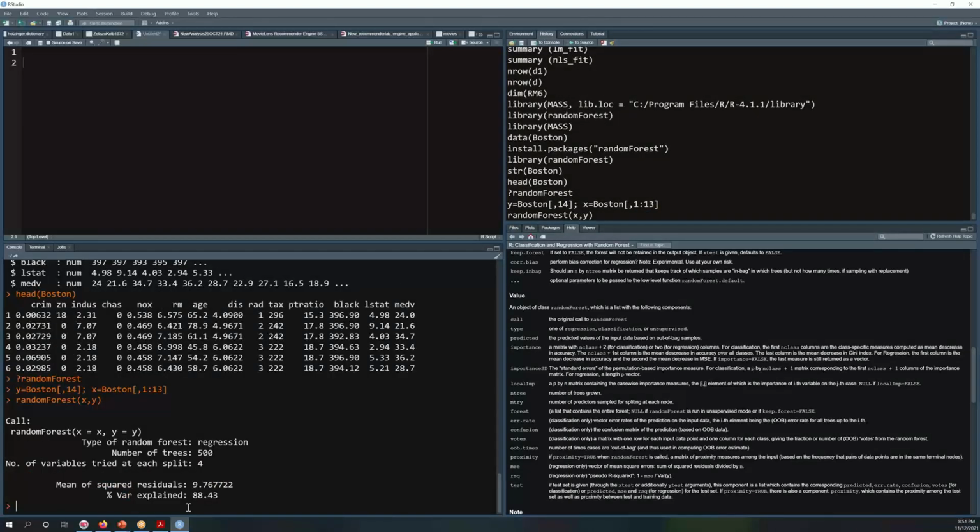There are some default things. The default is to use 500 trees, and the number of variables tried is 4 at each split. These are default values; if you just give it like this, it takes the defaults. And percent variance explained is 88.43%. You remember, percent variance explained is all we are interested in for a continuous variable.